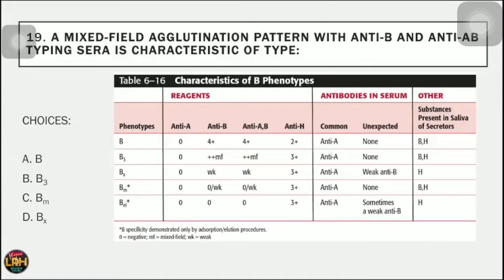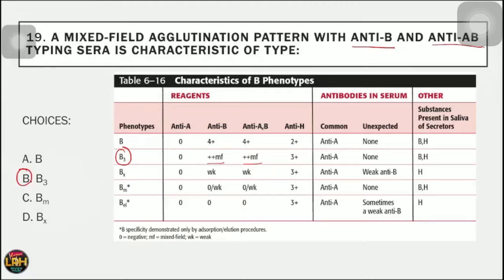For number 19, a mixed-field agglutination pattern with anti-B and anti-AB typing sera is characteristic of which type? For the B phenotypes, this is characteristic of phenotype B3. So we can observe a mixed-field agglutination with the reaction of anti-B and with the reaction of anti-AB. So the answer for number 19 is B3.